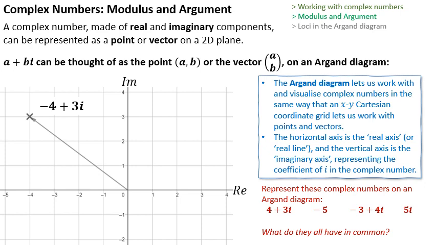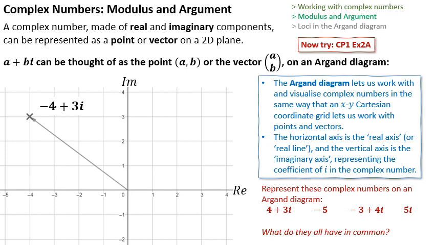When you've plotted them all on the same Argand diagram, you want to ask yourself, what is the common feature? What do they all have in common? What is it that makes these somehow equivalent to each other in some sense? The thing that they all have in common is the thing we're going to be measuring.